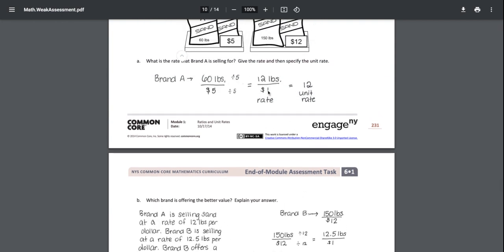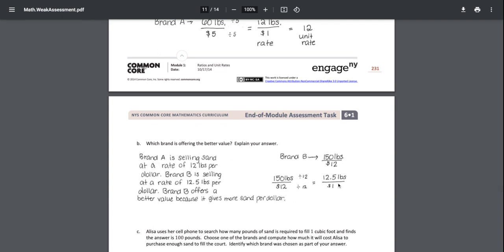So this was 12 pounds per $1. This is 12 and a half pounds per $1. So, which is better? Brand B offers a better value because it gives more sand per dollar.